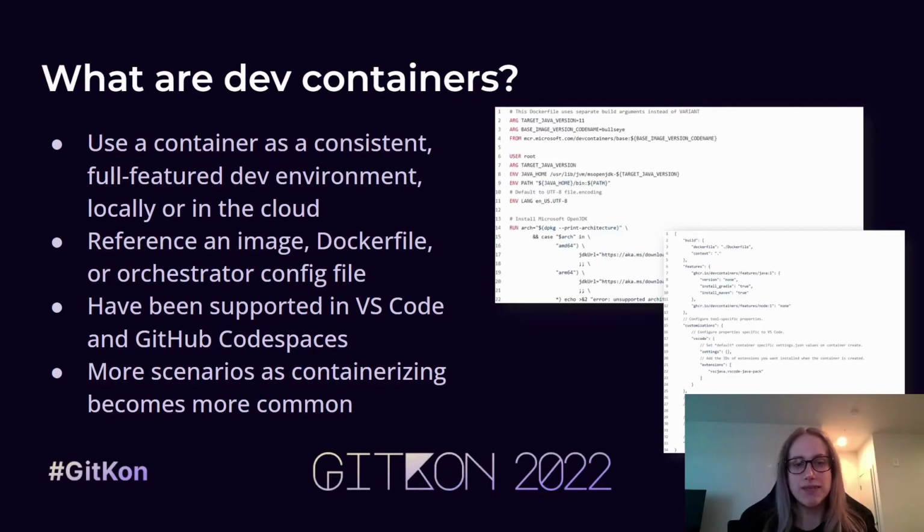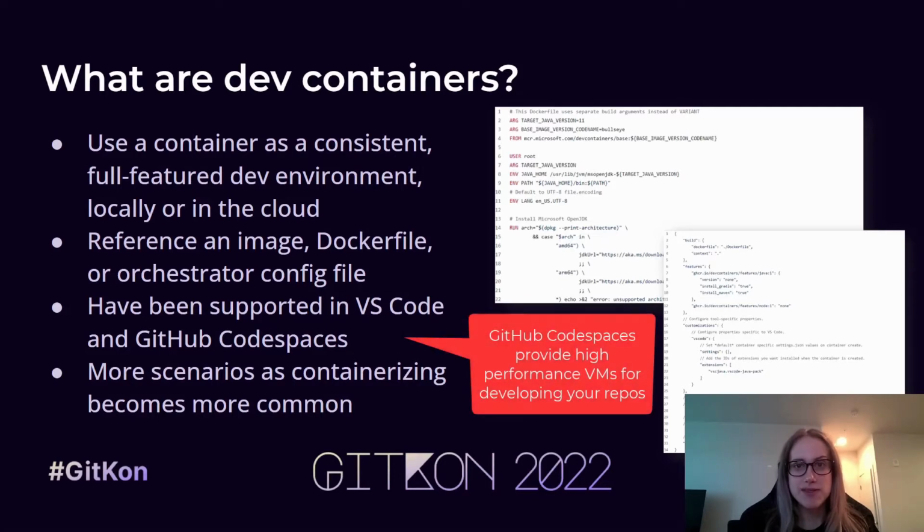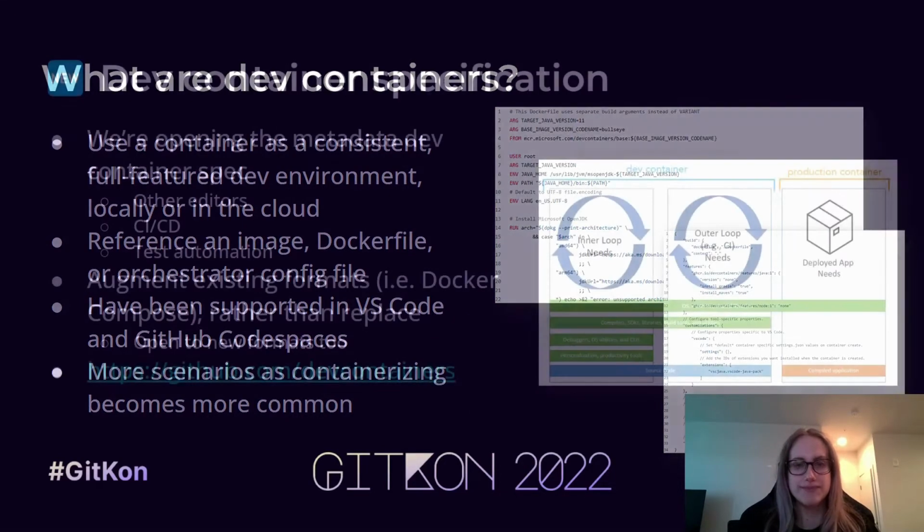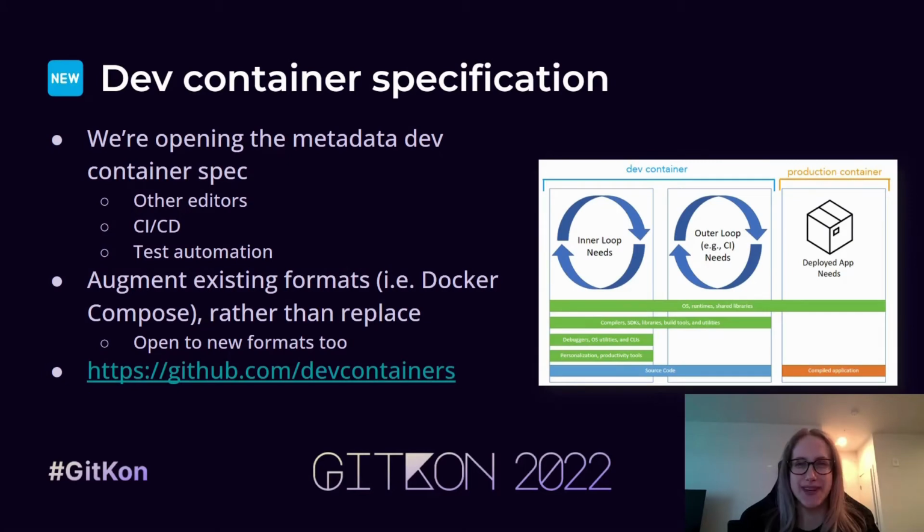You can reference an image, a Docker file, or an orchestrator configuration file, like Docker Compose. Dev containers have been supported in Visual Studio Code and GitHub Codespaces for several years now. And as containerization and containerizing workloads has become more popular, we've realized that more scenarios have emerged. So we wanted to ask ourselves, how can we support those? And how can we support users even beyond those in VS Code or Codespaces? And thus, the Dev Containers Specification was born.